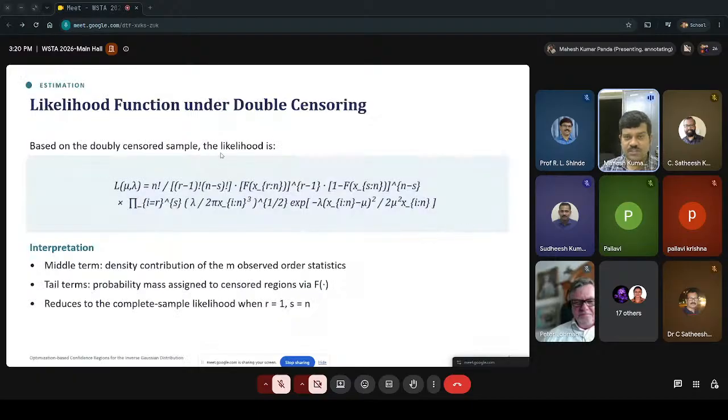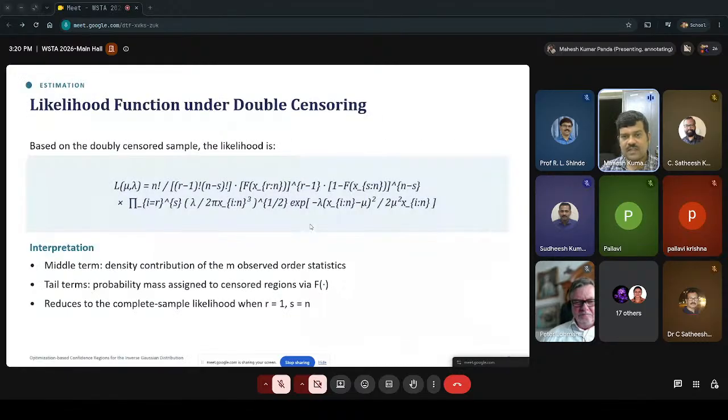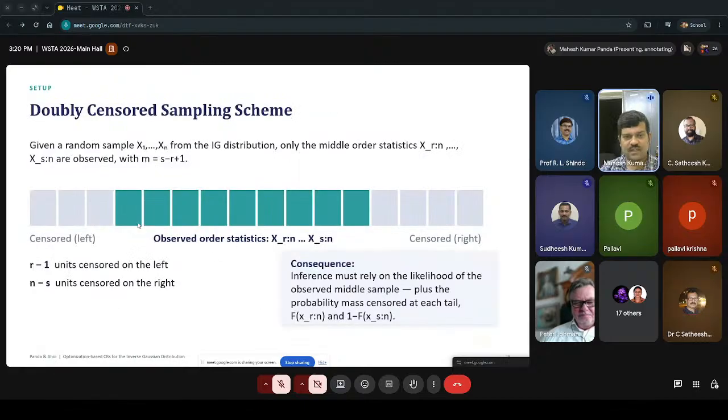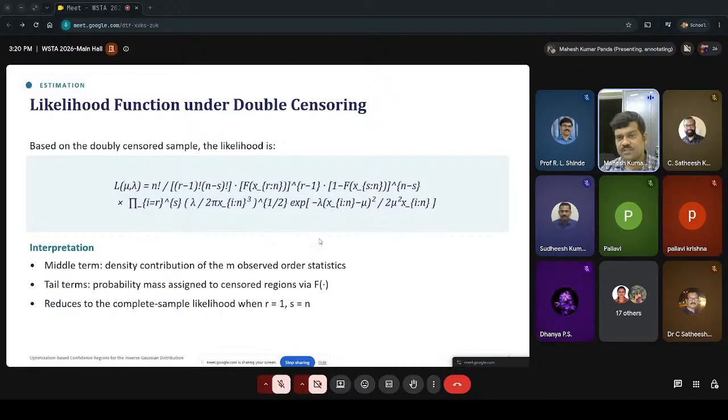So for the doubly censored sample, these are the mathematical functions, and you get the likelihood function. What would be the interpretation of that? We are focused on the density contribution from the middle observations, and the distribution function towards the left side and right side censoring, which you can see through the likelihood function. Whenever we replace r equal to 1 and s equal to n, this becomes the complete likelihood function for the complete sample.